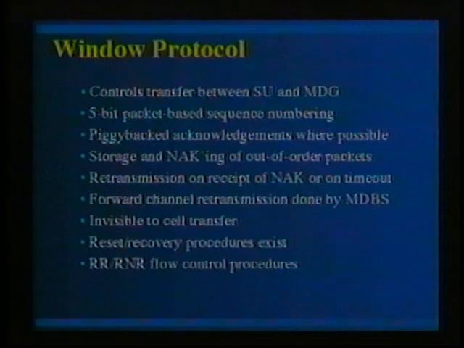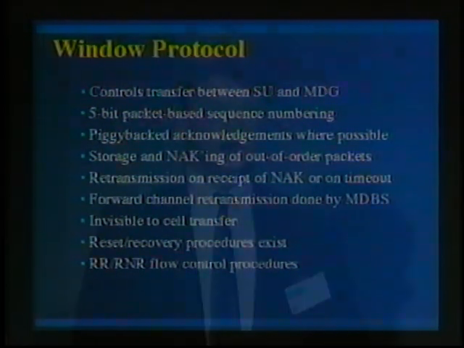Packets which are received out of order, which essentially means that one of the earlier packets got lost for some reason, are stored by the receiver, be it the subscriber unit or the MDG. And the subscriber unit will send what's called a negative acknowledgement. The negative acknowledgement says, this is the packet that I'm expecting, and this is a packet that closes a gap that I'm seeing. Please transmit the packets in between.